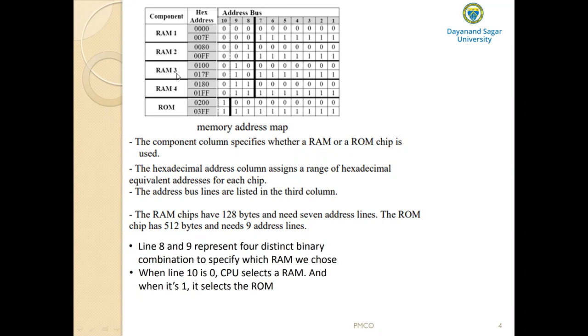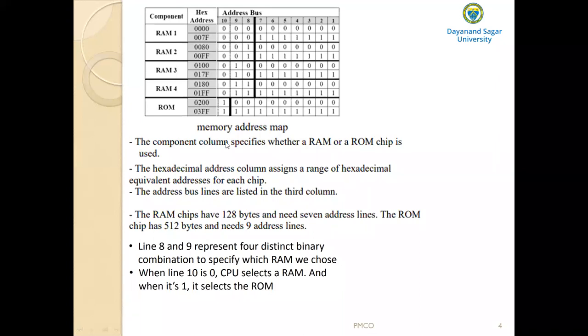RAM 1, RAM 2, RAM 3, and RAM 4. Observe here the bold vertical bar. Address lines 1 to 7 are for this RAM chip.